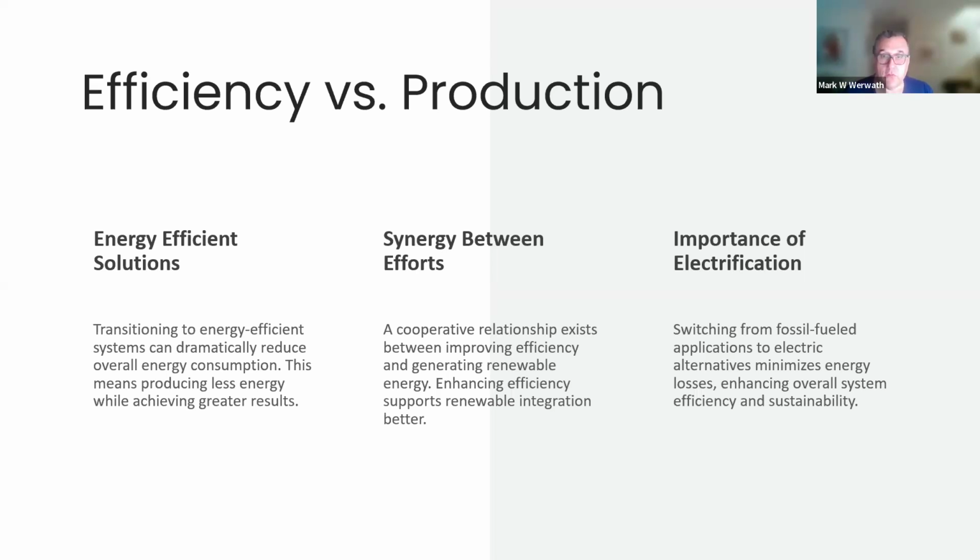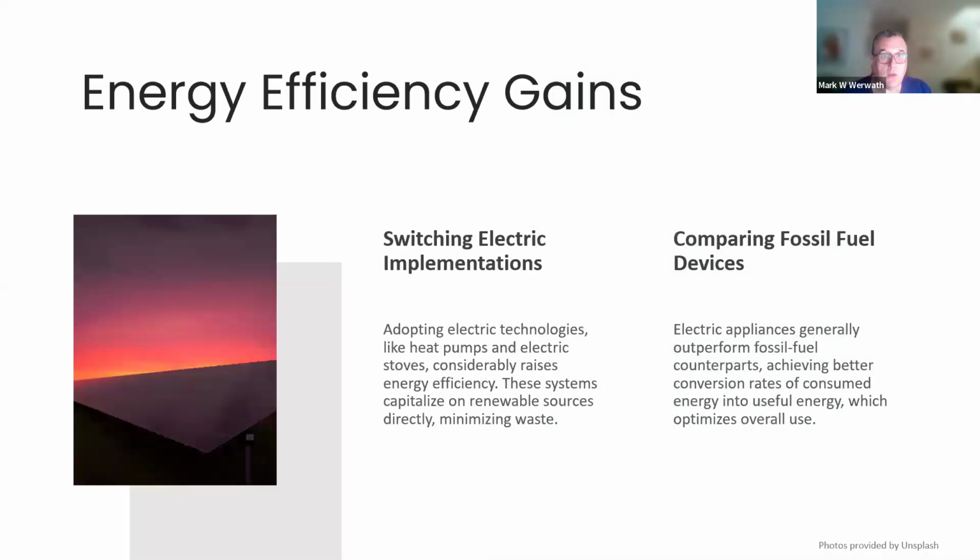Importance of electrification, right? Switching from fossil fuel applications to electric alternatives minimizes energy losses, enhancing overall system efficiency and sustainability. Adopting electric technologies such as heat pumps and induction electric stoves for your home considerably raises energy efficiency. These systems capitalize on renewable sources and minimize waste, right? Electric appliances generally outperform fossil fuel counterparts, achieving better conversion rates of consumed energy into useful energy.